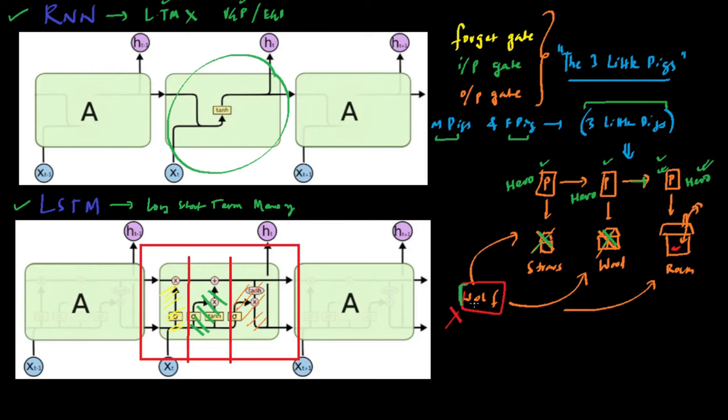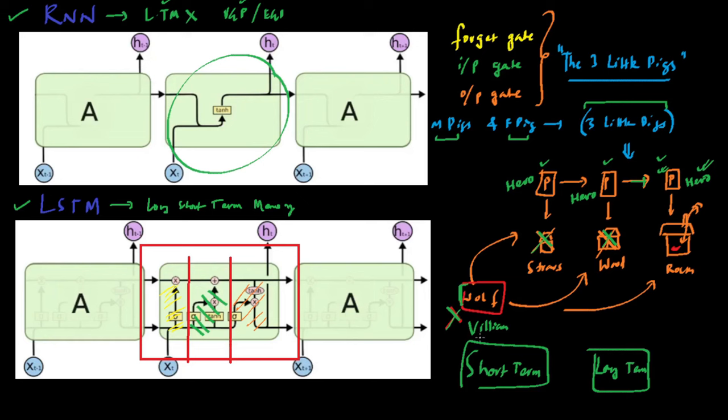When you heard about the wolf coming into the village, yes, you understood that the wolf is a villain, or a bad guy. So all these things, when you are processing in your head, somehow your head thinks and keeps some of the information in short term memory and some in long term memory. Exactly the same way how LSTM works.